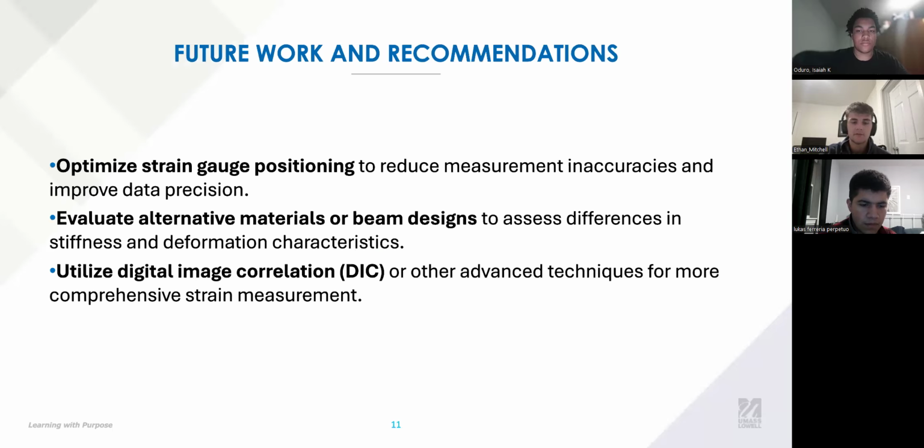For some future work for this experiment, we could recommend optimizing the strain gauge placement to reduce inaccuracies in the tests, and exploring different materials or beam designs could also provide further insights. Advanced techniques like digital image correlation could also enhance the strain measurement precision.